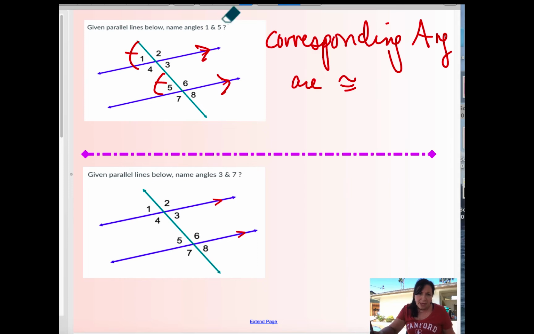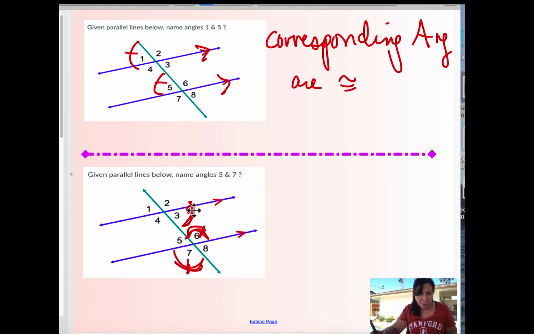This one is asking me, given the parallel lines, name angles 3 and 7. Well, 2 and 7 are alternate exterior angles, and those are congruent. 2 would be congruent to 4. So let's just put a value there. Let's say that they want to know about 3 and 7. Well, I know 7 is congruent to 6, because those are vertical angles.